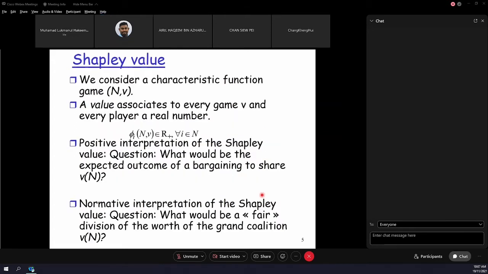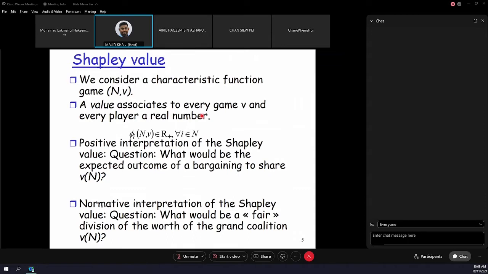So when you are saying Shapley value, we consider a characteristic function game, N and V. N refers to the number of players. V refers to the value, or the payoff, or the transferable utility. A value associates to every game V and every player N a real number.